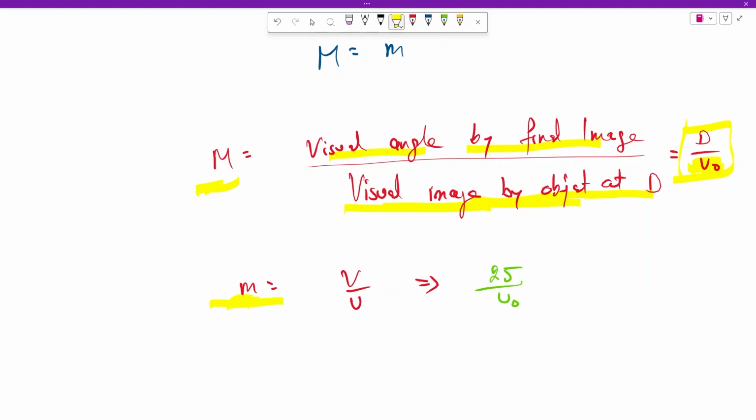Here we saw that in this case, when the final image is at d, then we can write v as 25 and u is the object distance, so we can write it as u naught. So we can see here that capital M is equal to small m, or the angular magnification is equal to the linear magnification. So we can say that whenever the final image is forming at d, the angular magnification is equal to the linear magnification.